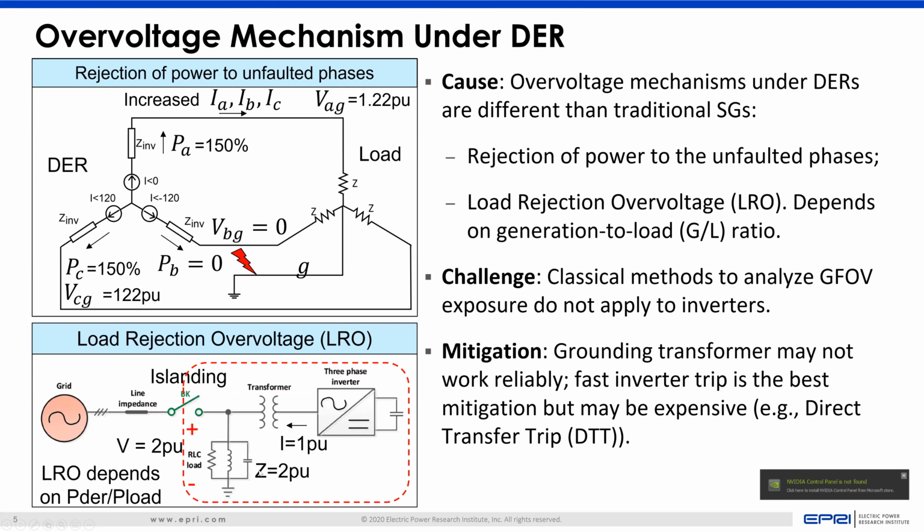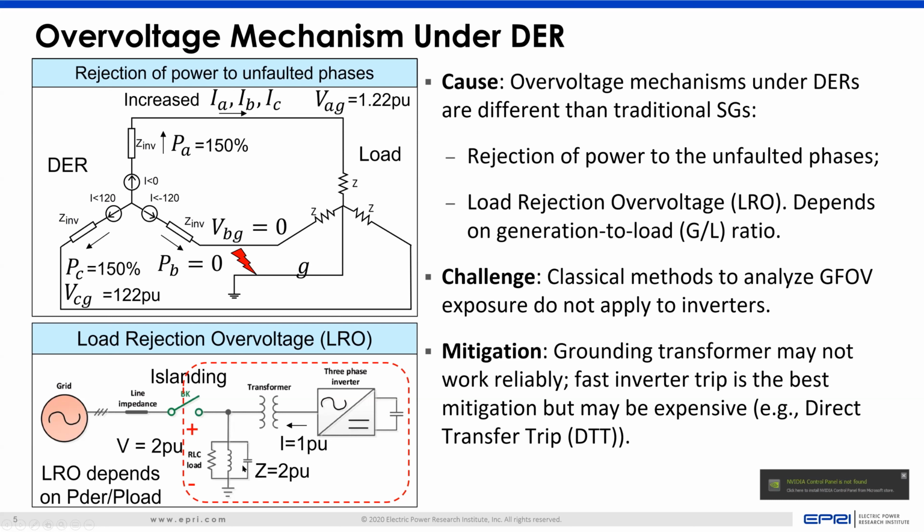Let's assume that the load is 2 pu impedance, and the inverter is generating 1 pu current. So half of that current goes towards feeding the load, and the other half goes into the grid. And the voltage across the load is 1 pu. When islanding happens, the entire current of the inverter, the 1 pu, has to flow into the load. So the voltage increases to 2 per unit. And basically, this is called load rejection overvoltage.